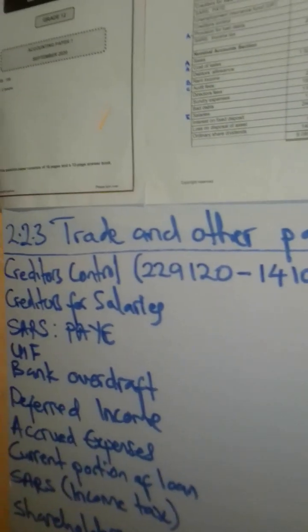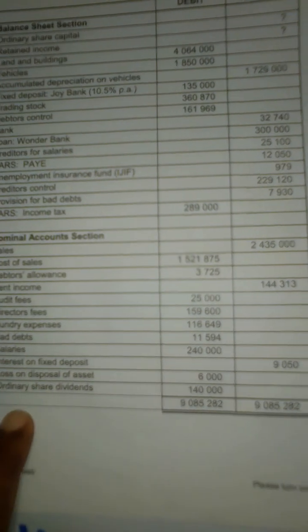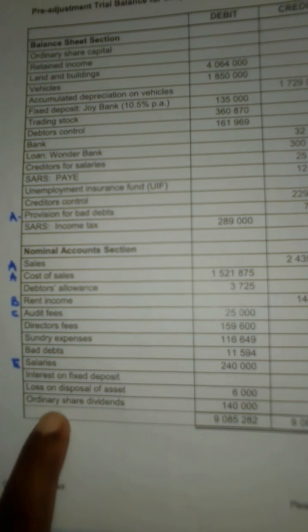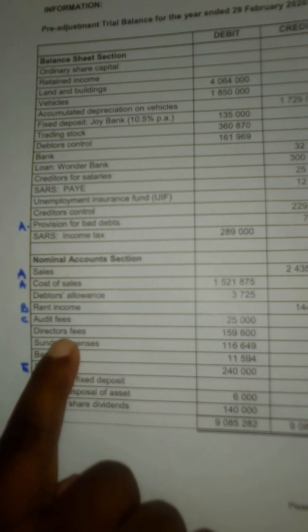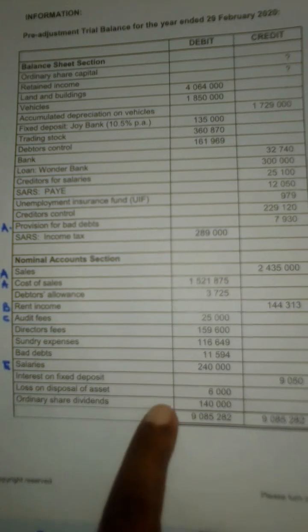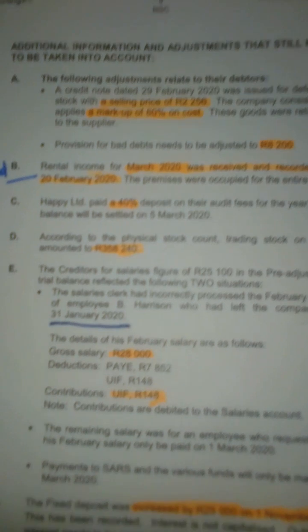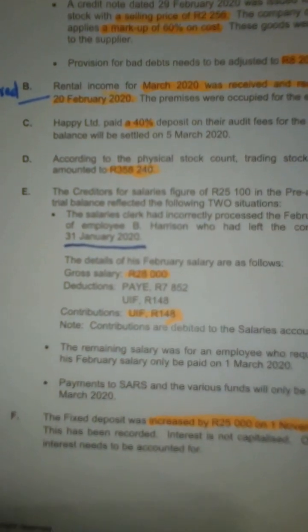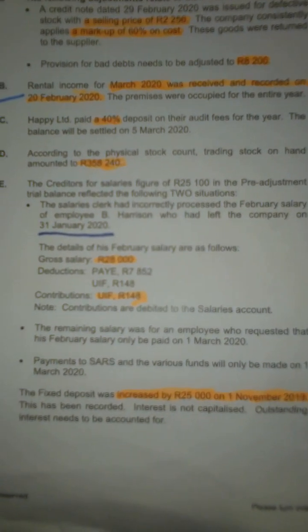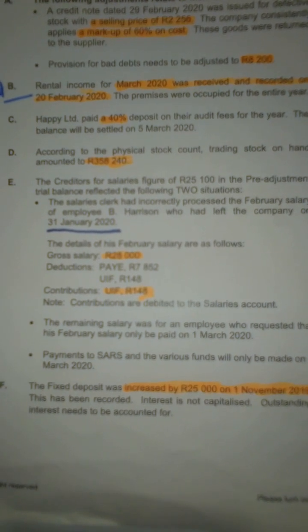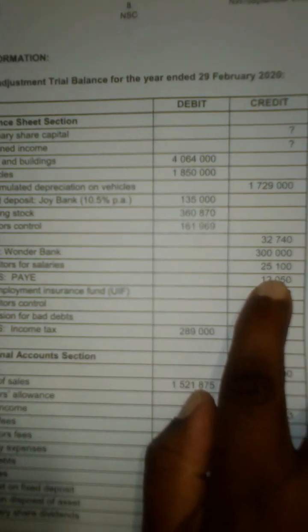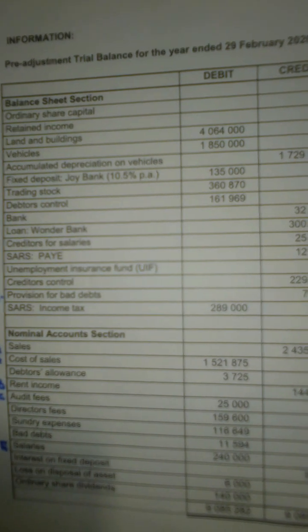And then we also have creditors for salaries. Where are the creditors for salaries? Okay, they are on the adjustment, adjustment number E. The creditors for salaries figure in the pre-adjustment trial balance is 25,100. So I will indicate 25,100 for the creditors for salaries.